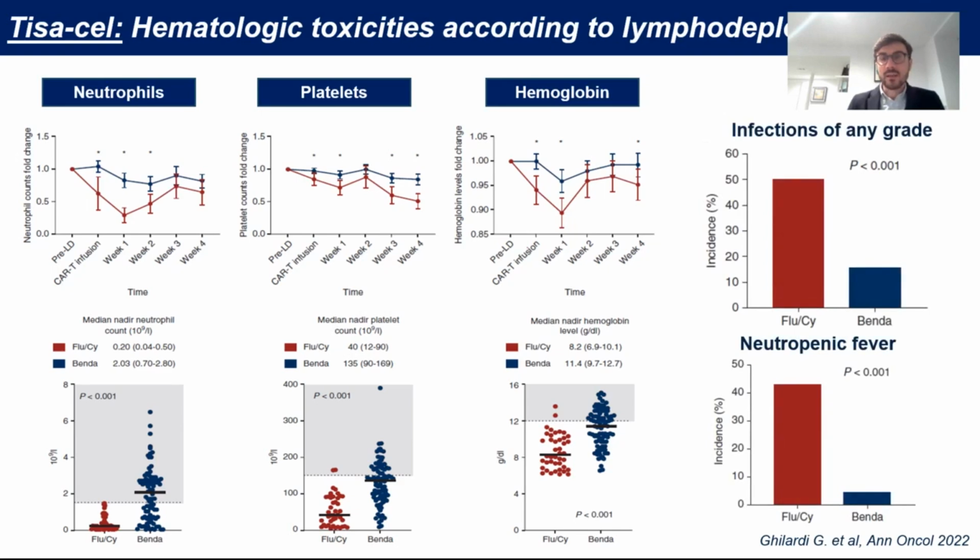And lastly, as a consequence, or partly as a consequence of these cytopenias, as you can see here, infections and neutropenic fevers were significantly, I would say drastically, higher with fludarabine and cyclophosphamide as compared to bendamustine.